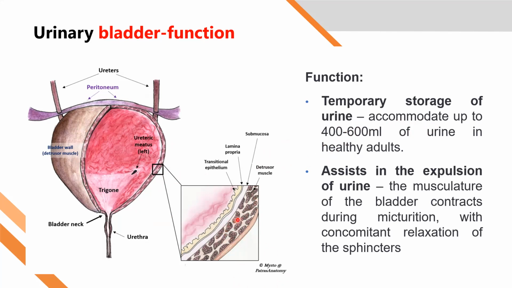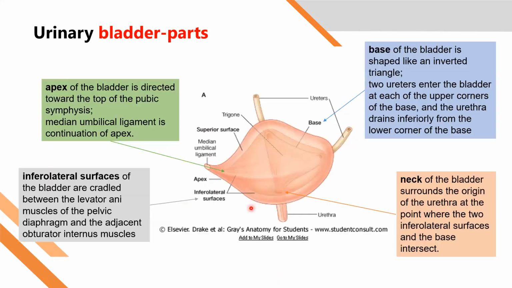This is not the dorsal muscle, which contracts during maturation. Okay. The bladder parts, you have to notice there are 4 bladder parts. This is the apex. Can you imagine this picture? This is the base, this is the base, this is the apex. This is the inferior surface, and the neck of the bladder is down here.